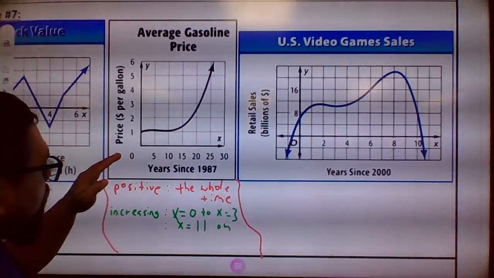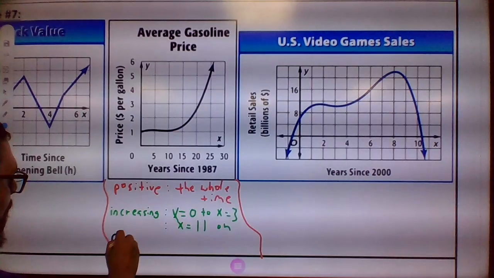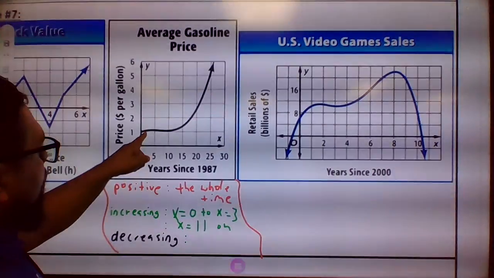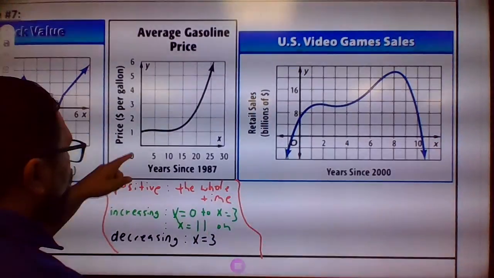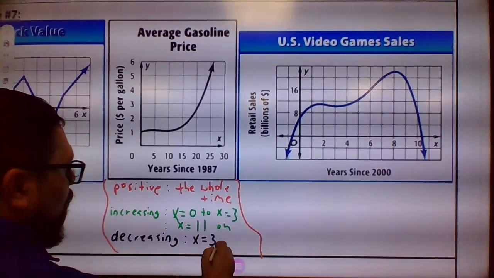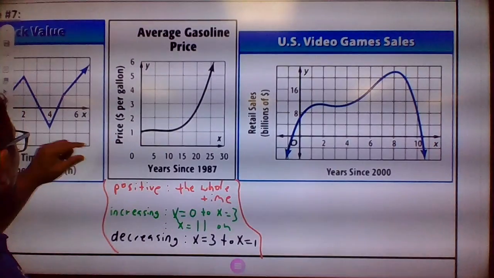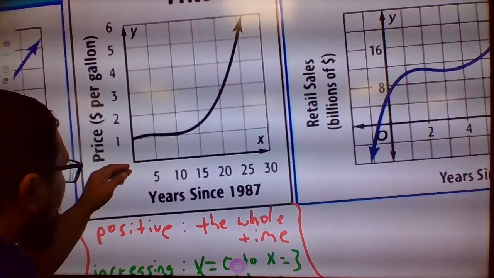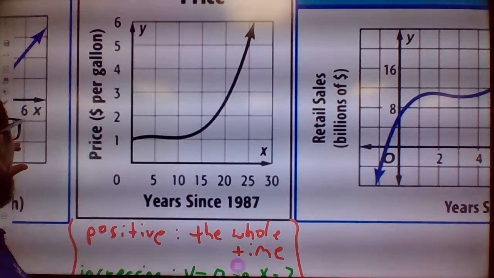So it looks like it increases right here, and then it starts decreasing after x equals 3. So from x equals 3, it's decreasing, and it's decreasing all the way up to x equals 11. Do you see that? If you zoom in more, you'll see that it's increasing, then it decreases, and it goes up. Okay? All right.